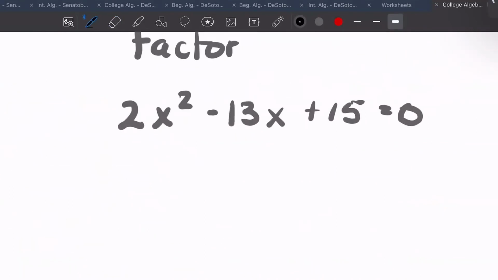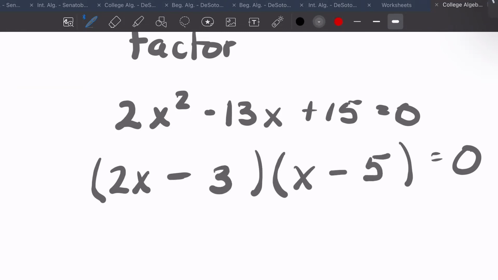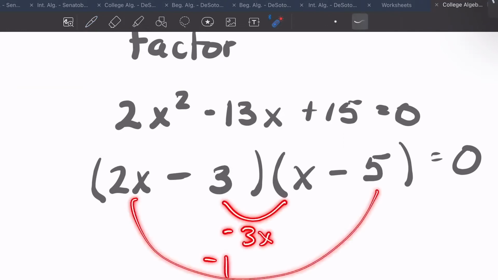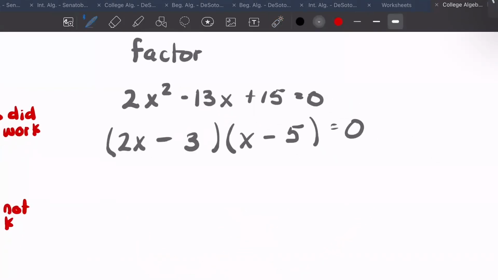This is a hard trinomial. If you would like to do bottoms up, just go over to the side and do it, or you can do it right here. That's fine too. So 2x and x, I'm going to use 5 and 3. My signs are going to be the same and they're both negative. So I'm going to say 5 and 3, and that gave it to me: -3x minus 10x is -13x. Factor is done. Now I'm going to solve.